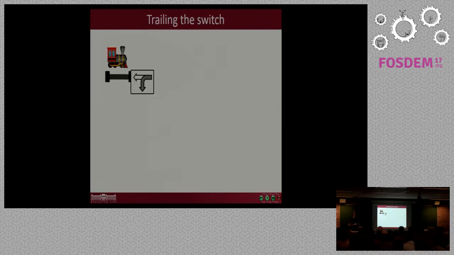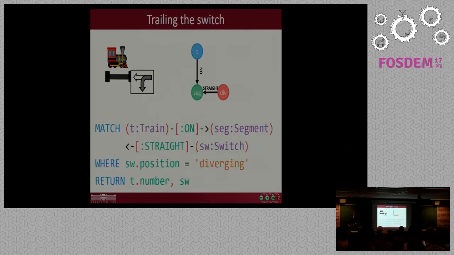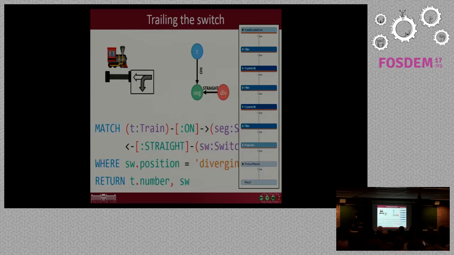So for trailing the switch, we have another constraint. It looks like this. We have a train which is on a segment which comes straight from a switch, but the switch is set to a diverging position. So this is something that we would like to avoid, and then we would like to warn the users. Neo4j is also capable of running this pretty efficiently. However, in such a system, we need to evaluate such queries continuously, so we need to run these queries over and over and over again.